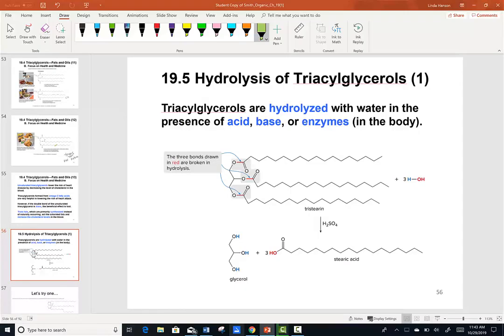With the chemistry of triacylglycerols, it's very similar to the ester formations. Adding water breaks that ester linkage and you're back to the original components that the triacylglycerol was built from. And we'll see that the presence of an acid, a base, or even a biological enzyme works to break the ester linkage. The ester linkage we see here drawn in red.